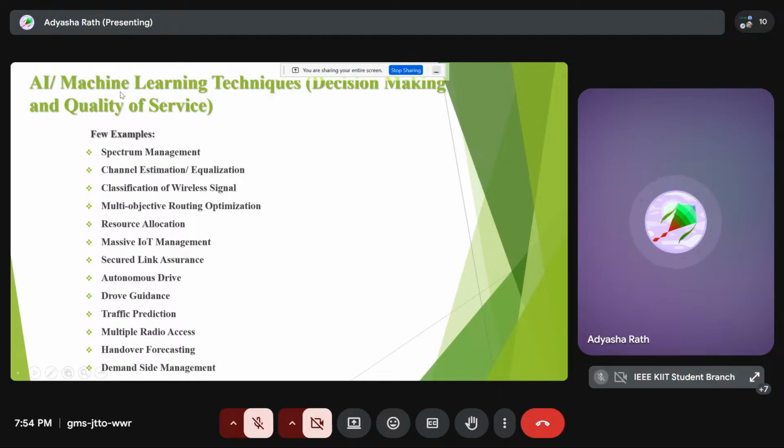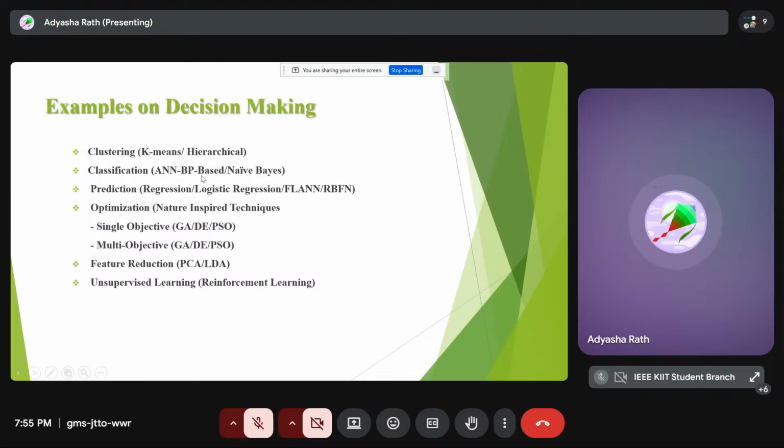So these are a few examples of AI or machine learning techniques based upon quality of services, where we use machine learning techniques like spectrum management, channel estimation, classification of wireless signals, multi-objective routing optimization, resource allocation, massive IoT management, secure link assurance, and autonomous drives. These are different examples where we use decision making and quality of services in AI and ML. Examples of decision making: in clustering we can use k-means or hierarchical clustering. Various types of classifiers are available, like naive Bayes, decision tree, random forest, SVM. For prediction you can use SVM, logistic regression, and RBF.